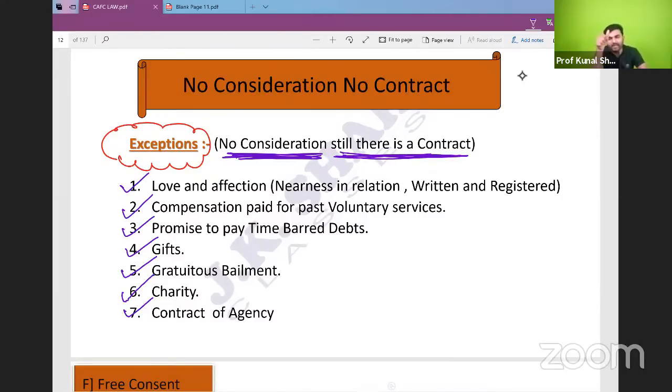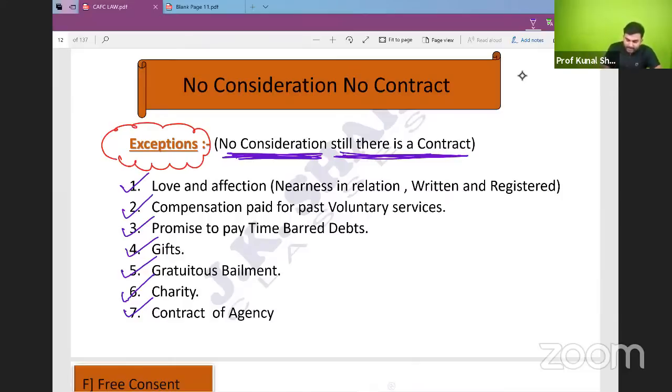See, there was a nearness in relation between me and my father. Yes, it was in written form, and yes, it was also registered. Then in that case, no consideration, still there is a valid contract. Now, who is the legal owner of the property of Ahmedabad? Yes, the legal owner of the property of Ahmedabad is Mr. Kunal Shah. My father is promising to hand over the entire property of Ahmedabad to my name, but in return I was not giving him anything. There was no consideration, but over here, still there is a contract.